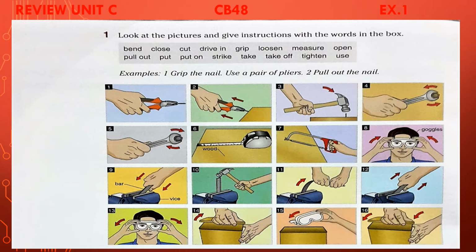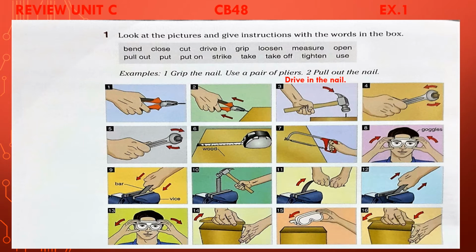Now, let's see number 3. Let's do it also as an example. Drive in the nail. Drive in the nail. Okay, so now let's discuss some of the pictures quickly. Number 4, what can you see in the picture? A bolt and a spanner. Number 5, also a bolt and a spanner, but in picture 4 and picture 5 we have opposite directions.